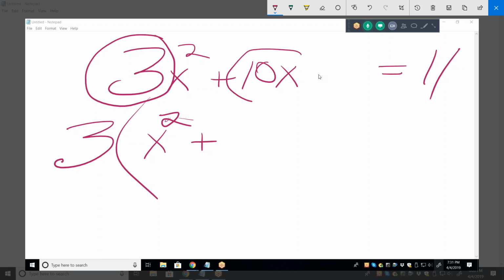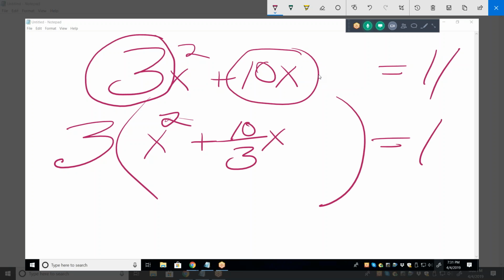When I divide that by 3, what do I get? 10 over 3. It's not a whole number, but it's still the right answer. Now, the most important thing you can do is check to make sure you have not changed anything. Have I changed anything? No. It's exactly the same as row 1. It's just I've algebraically manipulated it so that the x squared term has a 1 in front of it.